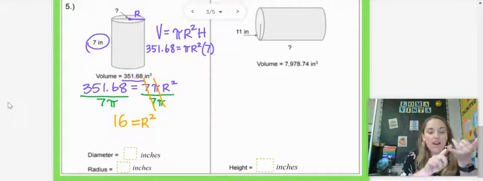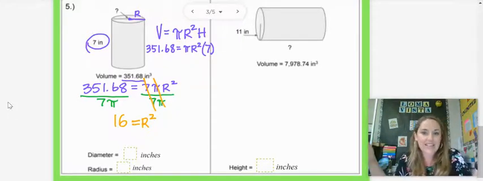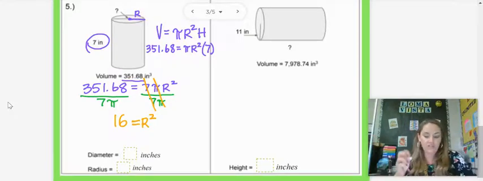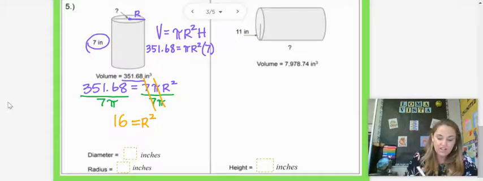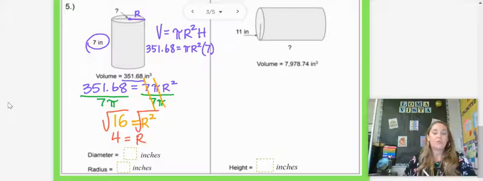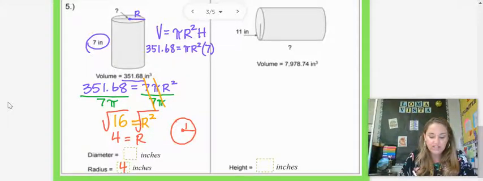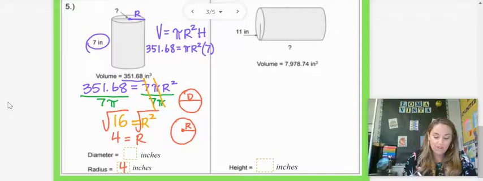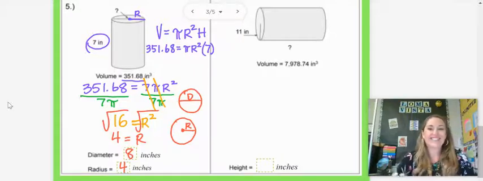Then what is r? What number squared is 16? What number times itself is 16? And to find that, you take the square root of both sides, and that will give us r is 4. So the radius is 4. That will go here. And then on this one, they're also asking you for the diameter. Remember, the radius is halfway across, and then the diameter is all the way across. So if the radius is 4, then the diameter is 8. Hope that helps.